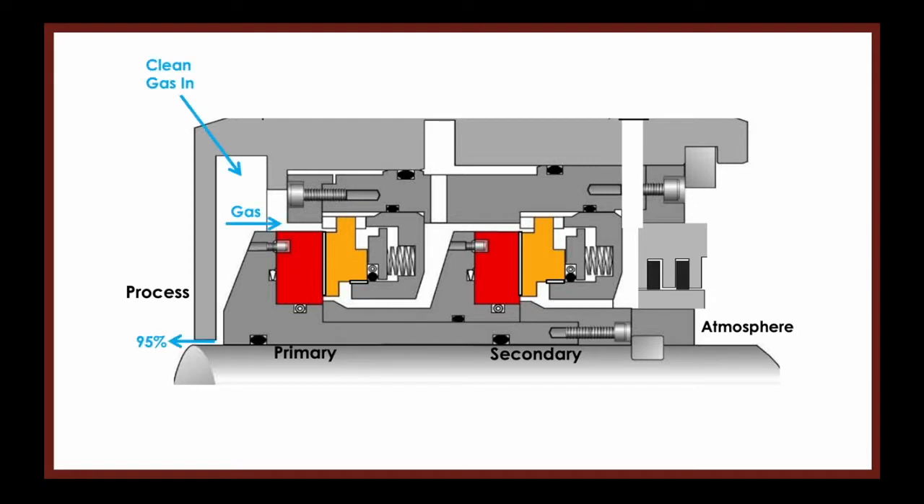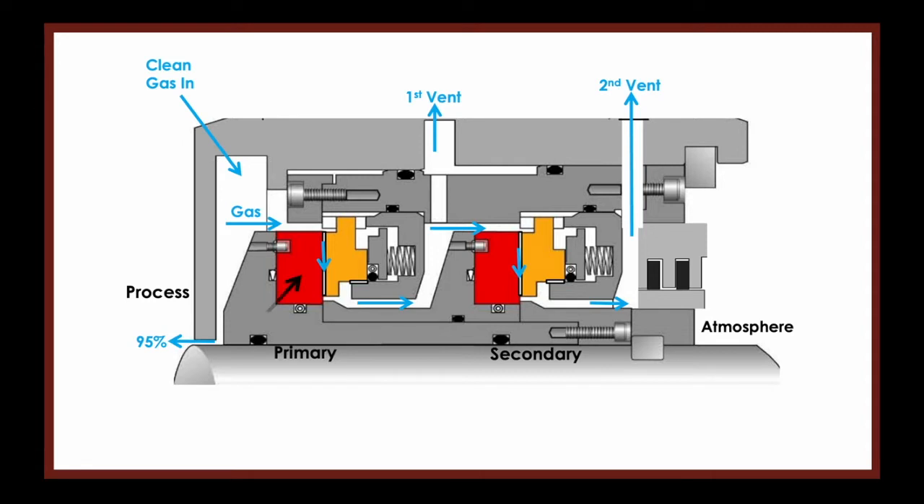Here is a typical tandem dry gas seal. Clean gas enters upstream of the primary seal. Most of it goes back into the process side and the rest goes into the primary seal. What passes the primary seal, some goes to flare or primary vent, and the rest goes into the secondary seal, and then into the secondary vent.